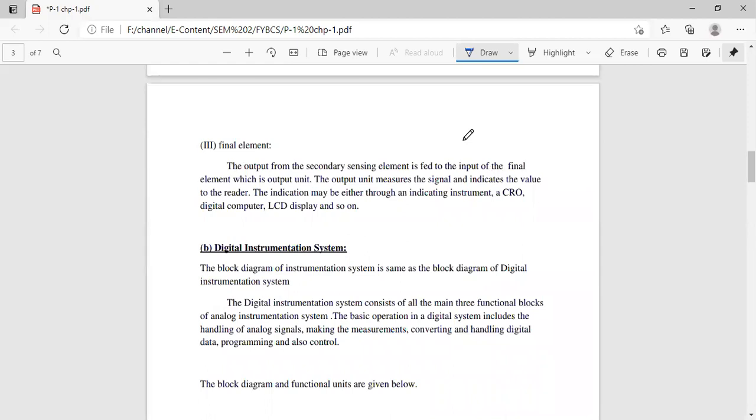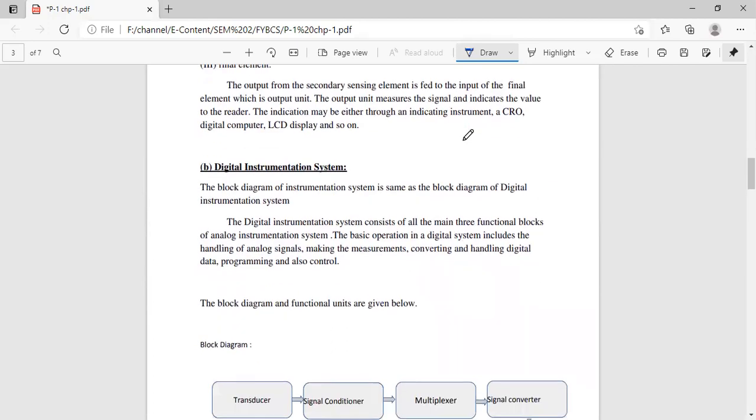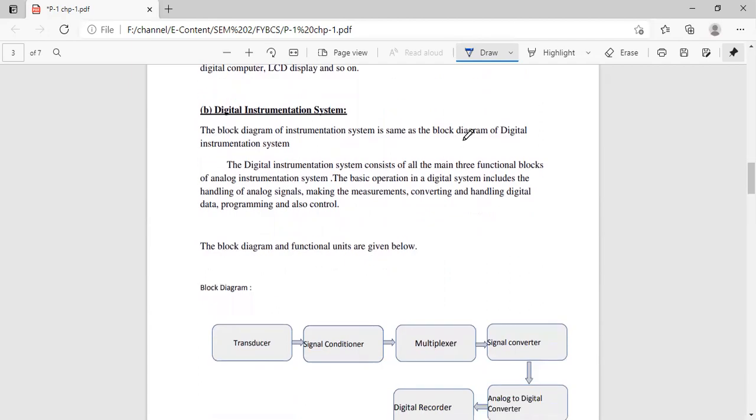So this is all about the analog instrumentation system. Now we are going to discuss what a digital instrumentation system is. The block diagram of the analog instrumentation system is the same as the block diagram of the digital instrumentation system. Whatever block diagram we have seen earlier for the analog instrumentation system will be the same for the digital also, but there are a few changes. We'll see what those changes are.